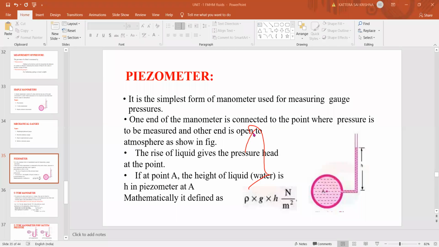At point A, the height of the liquid water in the piezometer is H. So mathematically, for finding the pressure at this point, P suffix A equals rho GH. So this is what the piezometer gives as the reading. Okay. So pressure equals rho into G into H. Remember the formula, pressure is rho GH for the manometers. Right. So this is about your piezometer.